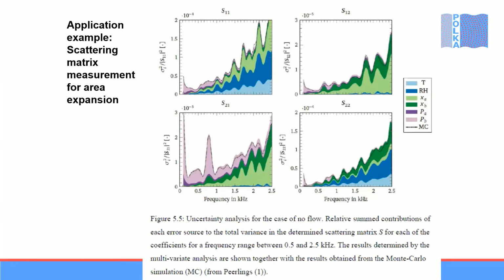So you see in this case that the total of the multivariate amounts to the same kind of errors as the Monte Carlo, but you can also study the effect on different parts of the scattering matrix and different elements. So it's configured the same as in the scattering matrix, the 4 components. And there's a slightly different influence of, for instance, in the reflection coefficients, the diagonal ones, the temperature and the humidity have a much larger effect compared to the transmission ones, where, for instance, the microphone positions are more important.